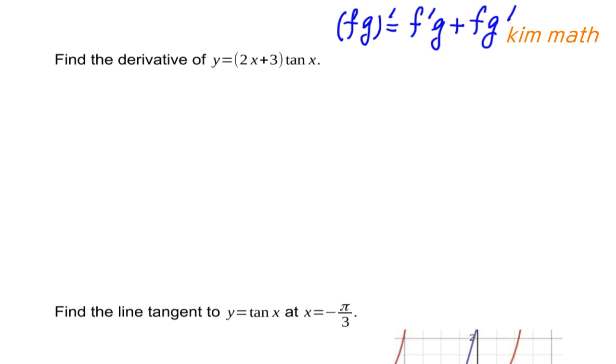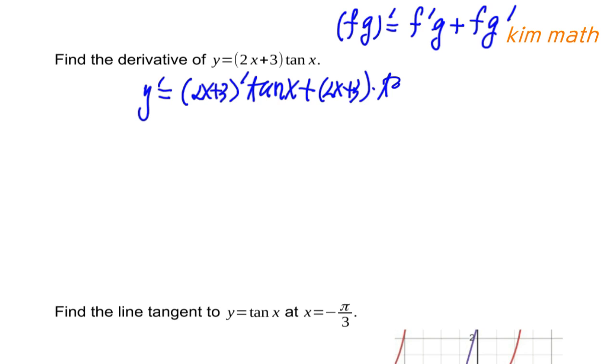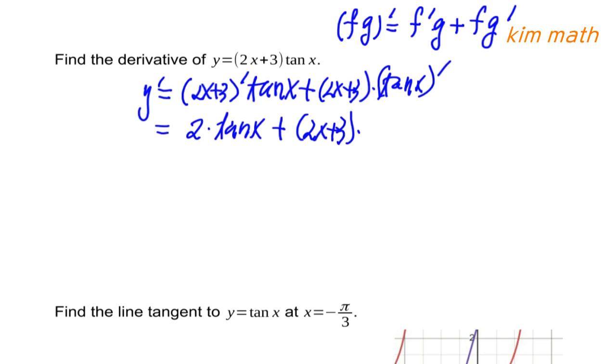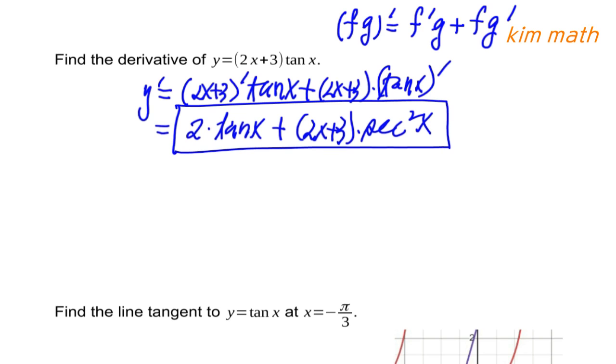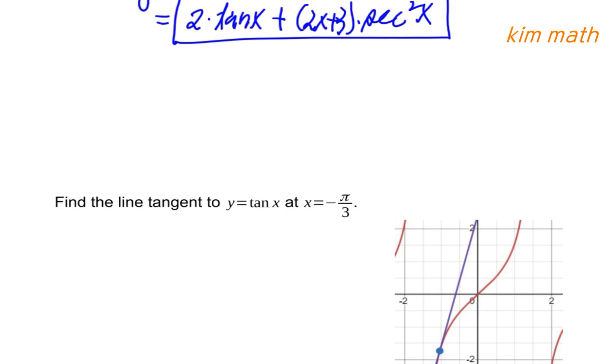Good. So y prime, if I copy one more time, f prime g plus f g prime. So 2x plus 3, you have a 2 tan x plus 2x plus 3, now secant squared of x. Okay, good. Next question.